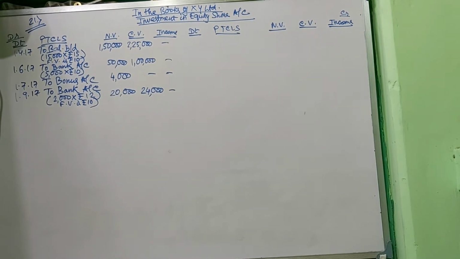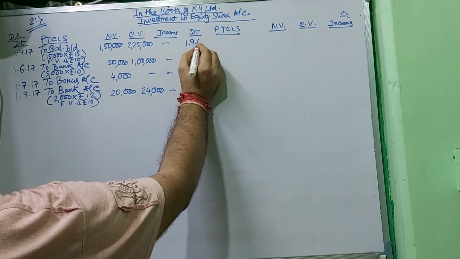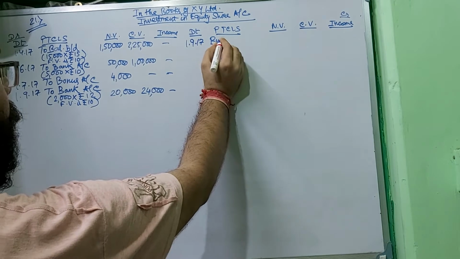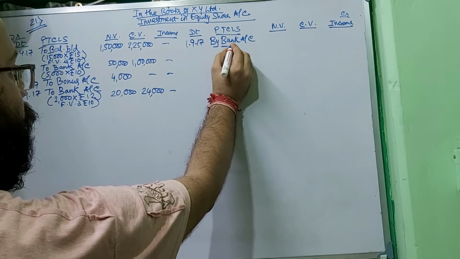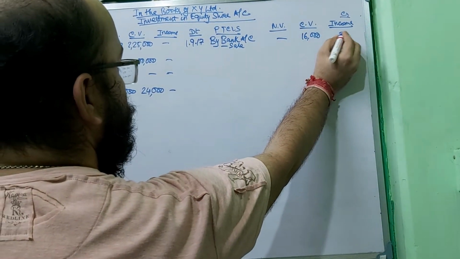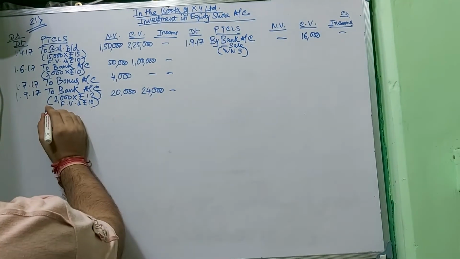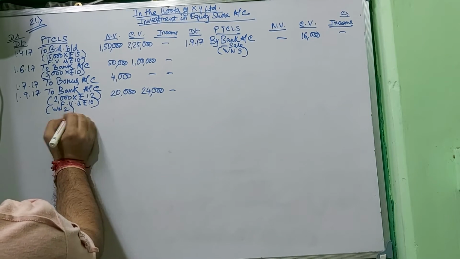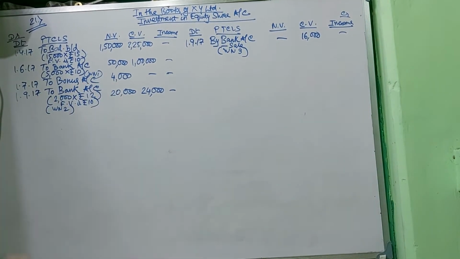Now you are again selling it on 1/9 by bank account. Sale 16,000, which is obviously working note 3. This is obviously working note 2. This is obviously working note 1. Okay. I hope you all get that.